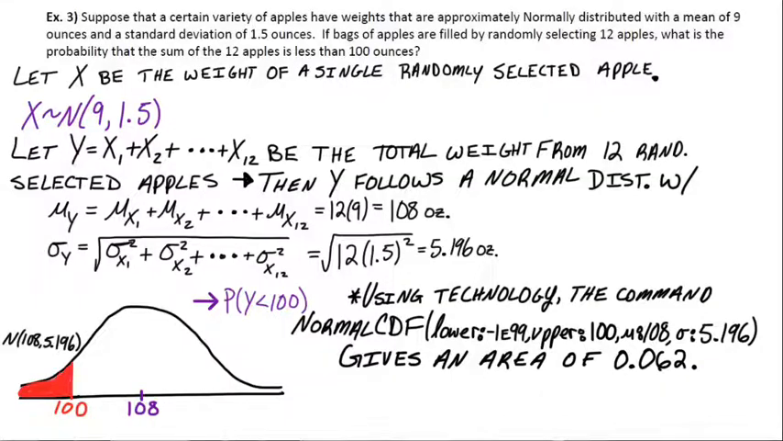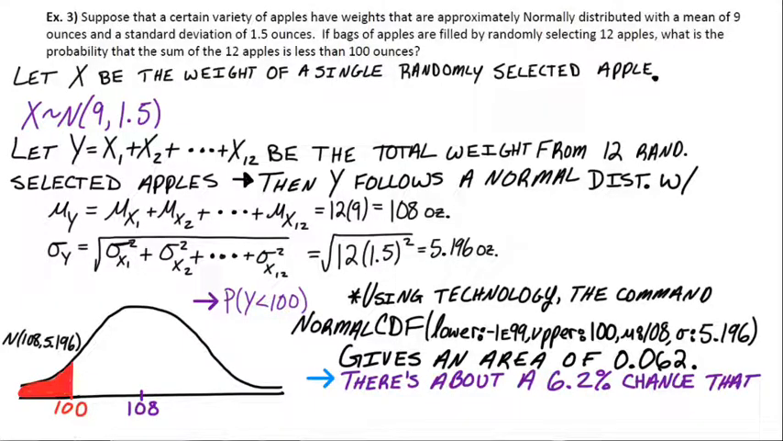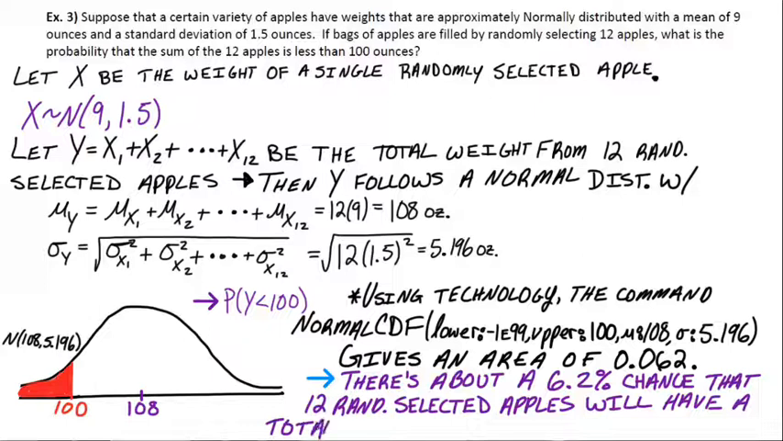So lastly, we just like to say, I know that's the area right here. All right, we illustrated that. What does this represent in context? Well, that means there's about a 6.2% chance that our 12 apples together, our 12 randomly selected apples, actually weigh less than 100 ounces.